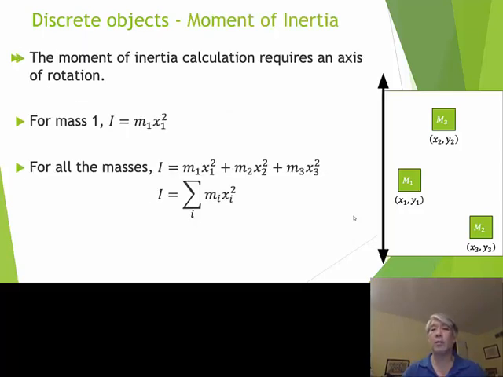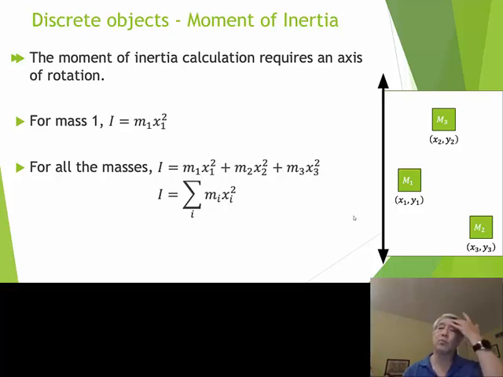Moving on to the moment of inertia, we basically calculate moment of inertia mass by mass. Each mass has its own little moment of inertia calculated by m r squared. If we're going to rotate about the y-axis in this case, the distance to the y-axis is simply their x coordinates. So for mass 1, it would be m1 x1 squared. For all three of them, we just keep adding: m1 x1 squared plus m2 x2 squared, etc. In math notation, it's the sigma of m sub i x sub i squared. And so that's for discrete objects.